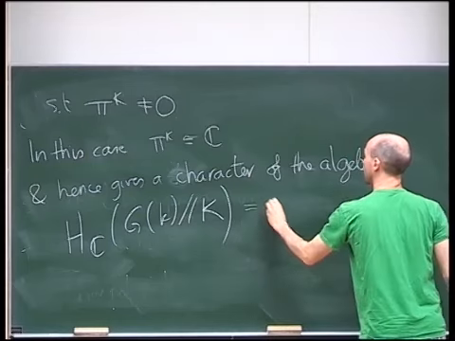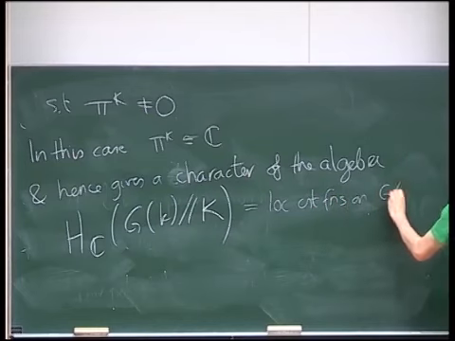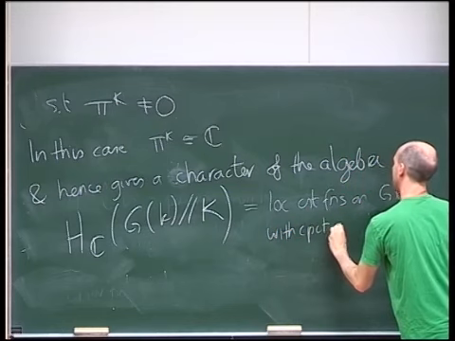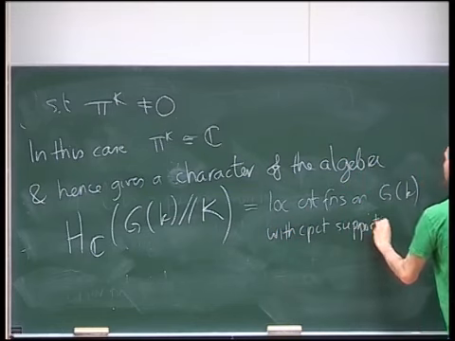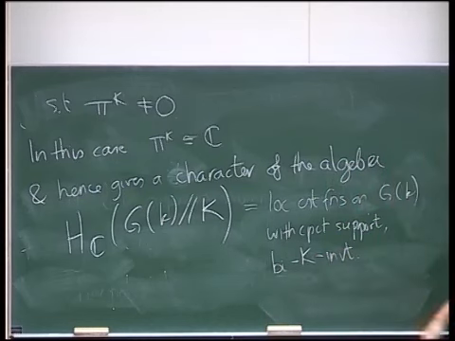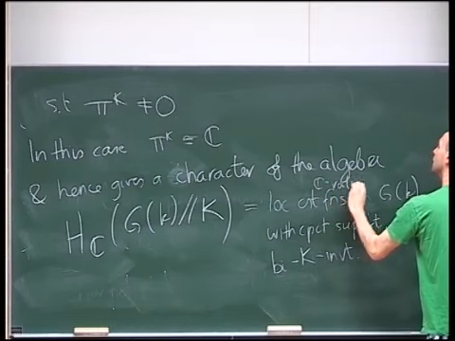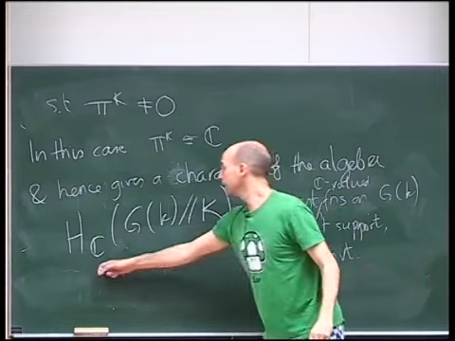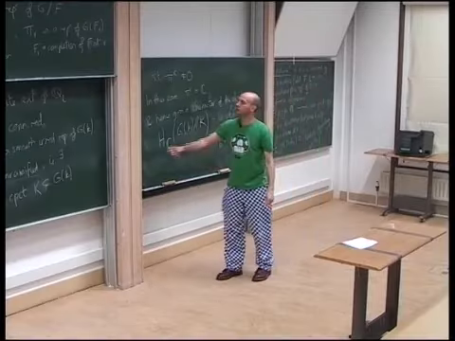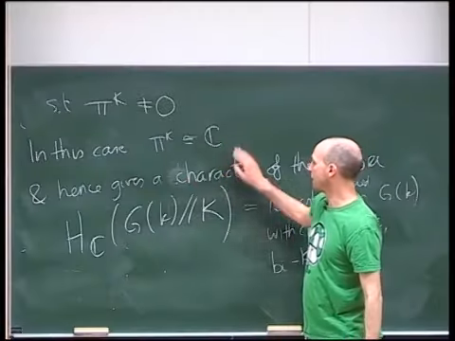So that means locally constant functions on this p-adic group G of K with compact support, and which are furthermore bi-K-invariant. So that's a Hecke algebra. So locally constant, complex valued. That's what this C is. This is locally constant functions with compact support. So now I've got an unramified representation of this group G of K. So pi^K is now a representation of this.